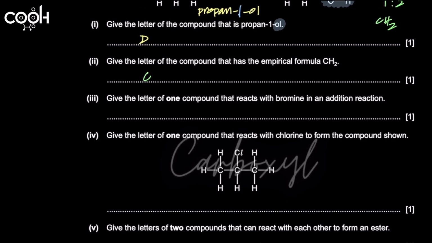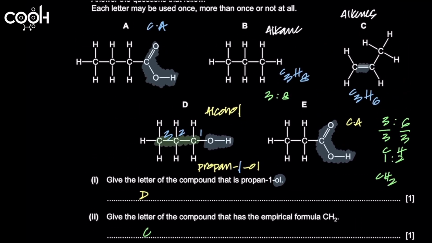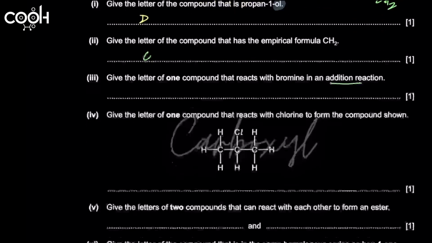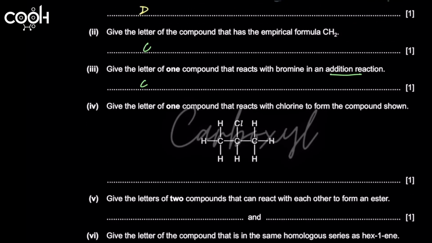Give the letter of one compound that reacts with bromine in an addition reaction. Which family undergoes an addition reaction? We know the alkenes undergo an addition reaction because of the carbon-carbon double bond. The double bond breaks and the new atoms are bonded where the double bond breaks. So that's basically C. So let's put the letter C once again.